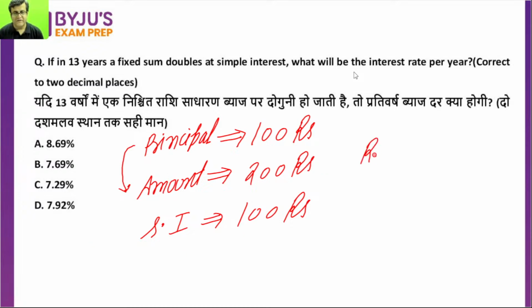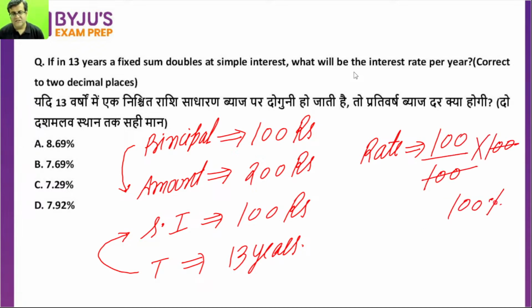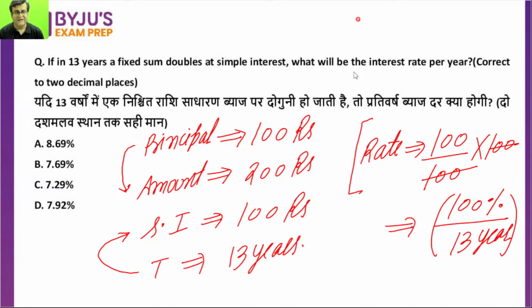So rate, as I just explained, but time is 13 years. In 13 years, this is the value. So rate will be interest by principal into 100. So we got 100%. But is this per annum? Tell me, everyone. No, it is happening in 13 years. So 100 by 13. 13 sevens are 91. Then 13 sixes are 78, and we get 7.69. B option is absolutely right.